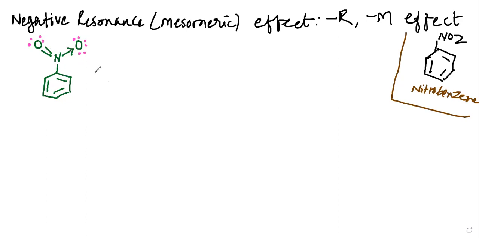Now we will study how do we get the negative resonance effect or mesomeric effect. Here also we will get some 5 structures. So let me draw the basic structures for you, my dear students.